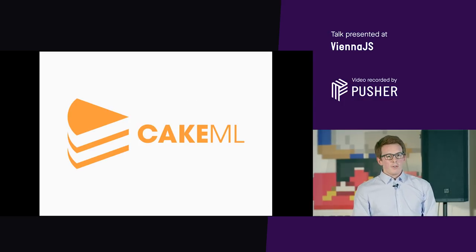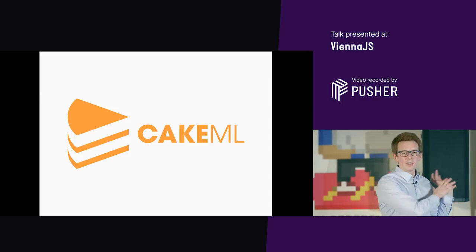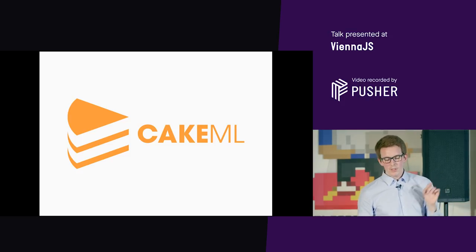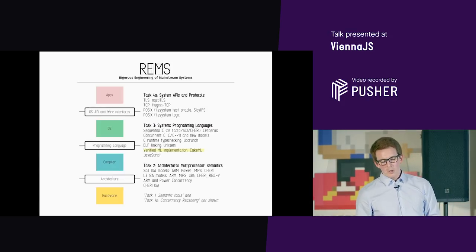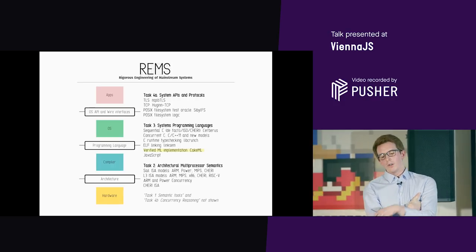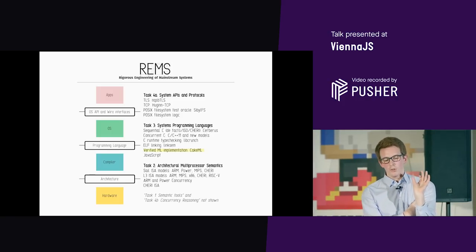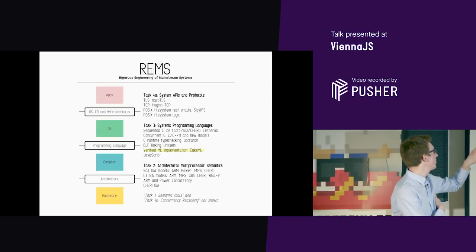Okay, first part. So now I'm going to briefly introduce CakeML, which comes from a completely different angle, but I'll try to make them fit together. CakeML is a functional programming language, and it's part of a bigger project. It's about rigorous engineering of mainstream systems. That's what RUMS stands for.